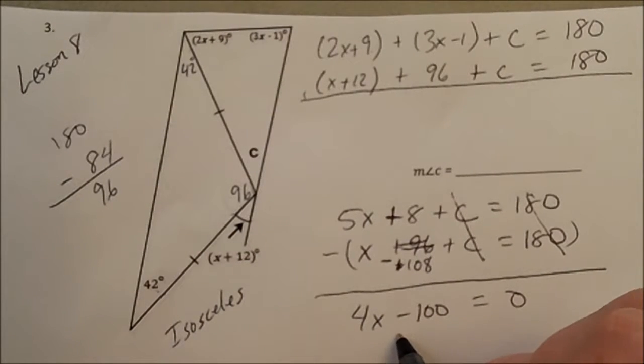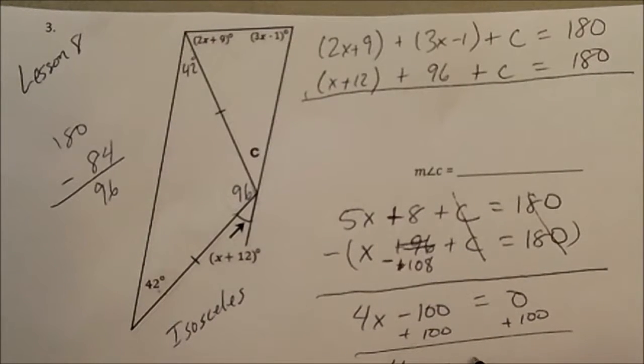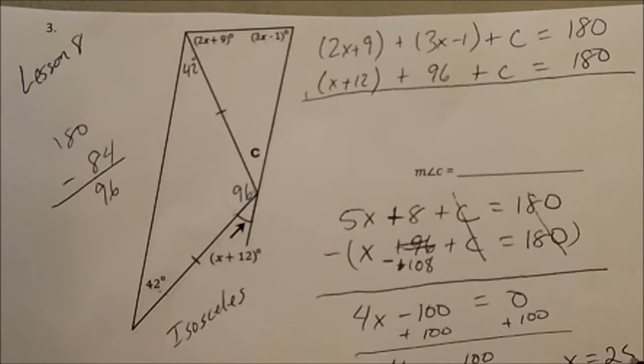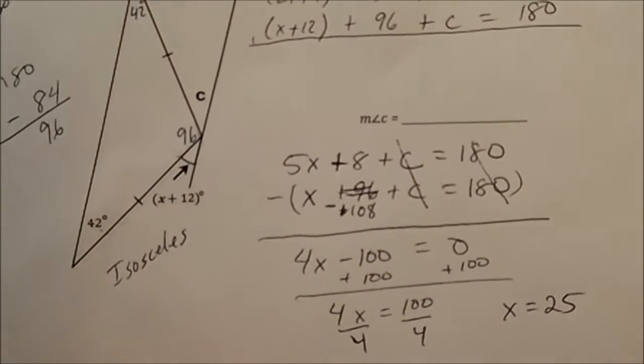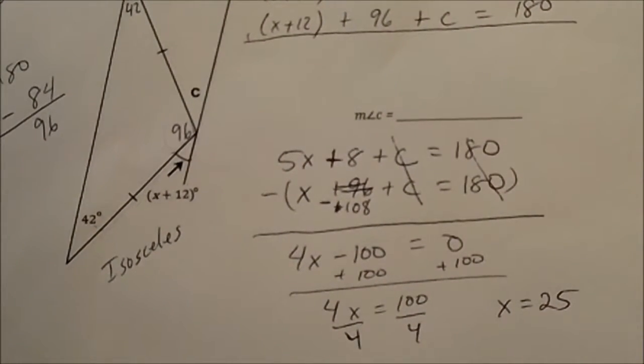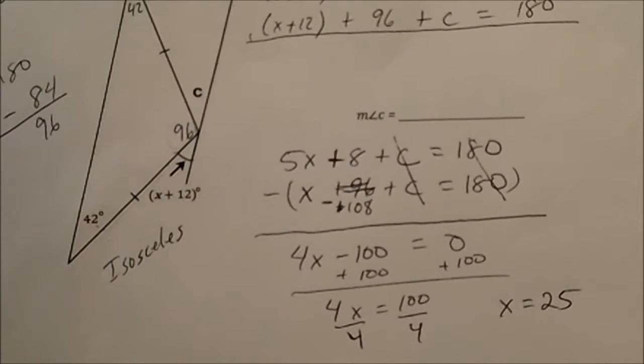Now if we add 100 to each side, we end up having 4x is equal to 100. Divide both sides by 4. And x is equal to 25. Great. So we have x is equal to 25. Let's take a look at that for a moment. x is equal to 25. But we're not trying to find x. We're trying to find c.